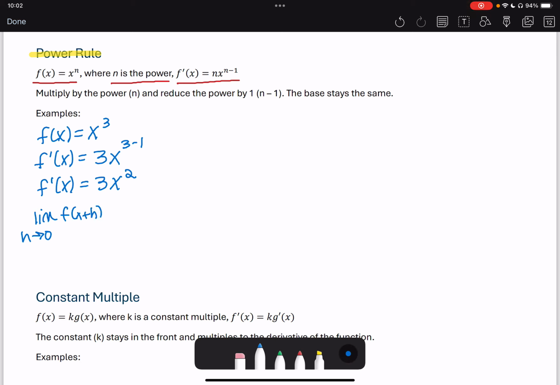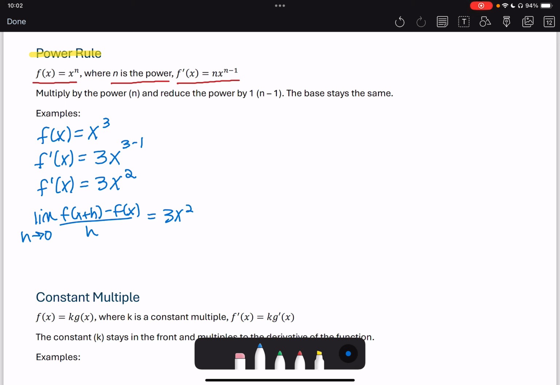F of x plus h minus f of x over h, okay? We would get 3x squared when we did that whole thing, okay? So, to help you understand, this is a shortcut to get to the same thing we would have gotten if we did that whole limit calculation, okay? So let's do a couple more here.